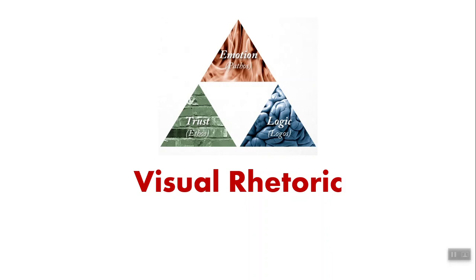So as you can see from my little picture here: emotion, pathos; logic, logos; and trust, ethos. Those are the three pillars of rhetoric, of argument, or of persuasion. And we're going to talk about how each one of those plays a part when you are creating something with visuals, whether that be a report, a presentation, a website, whatever the case may be. So I'm going to talk about each one of those pillars first, and then we're also going to discuss informing versus persuading and how your visuals can play a role. So let's get started.